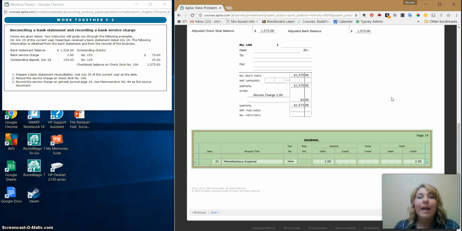So if you understood this one, go ahead and do the on your own, see how you do on it, and then proceed with your application problem.